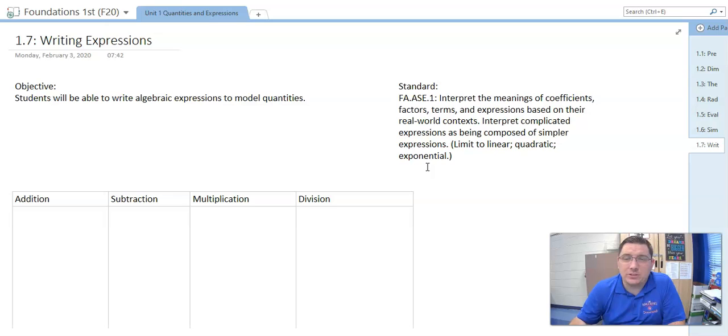Interpret the meaning of coefficients and factors, terms, and expressions based on the real-world context, and interpret complicated expressions as being composed of simpler expressions, and limit that to linear, quadratic, and exponential. And again, right now we're just talking linear.